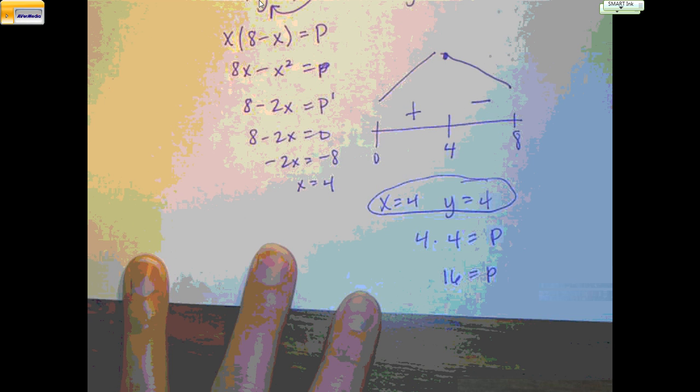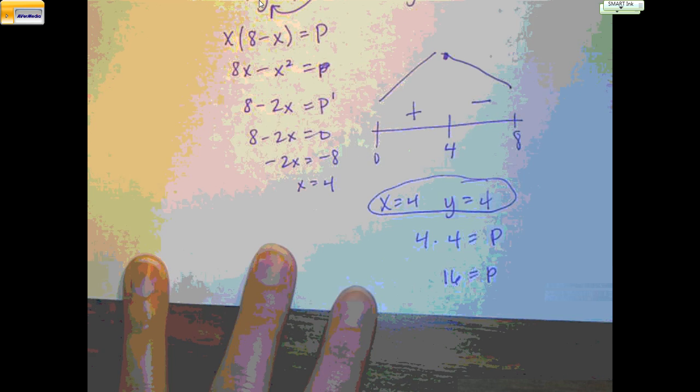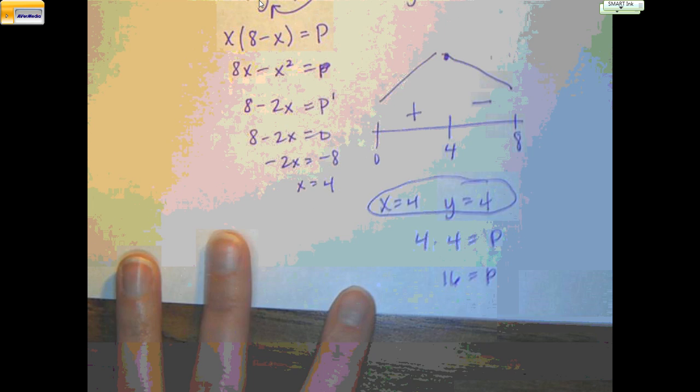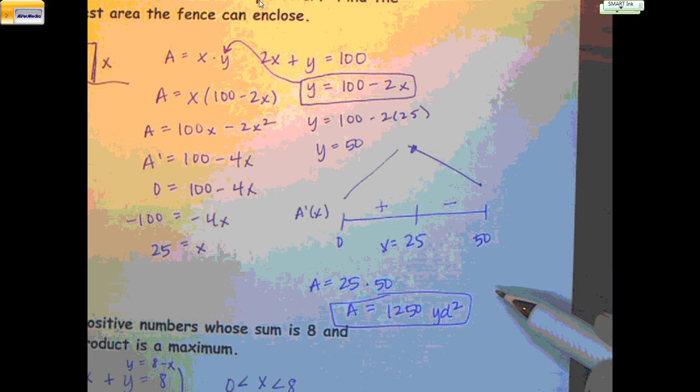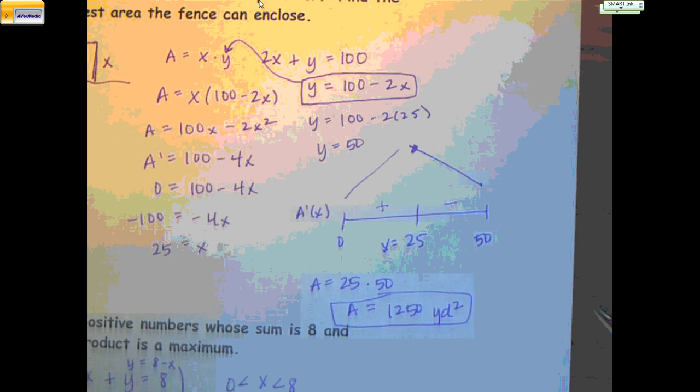You always want to make sure that you read the question and you're answering the actual question. On this one, they wanted the two positive numbers. On the top one, we could have found length and width. We did. They didn't ask for that. They just wanted the greatest area the fence could enclose. Backside, last one.